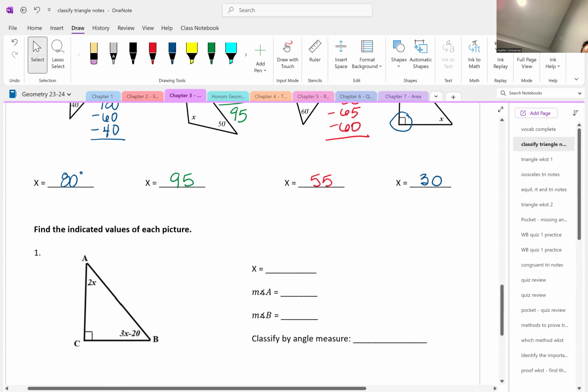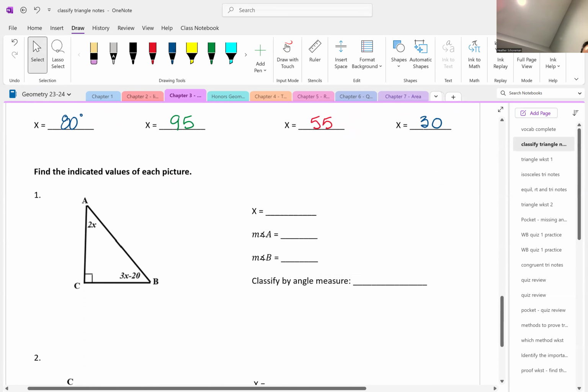Okay, but what if it wasn't just numbers? What if we had a little bit of algebra in it? So in this one, we want to find the value of x. Well, we know that all three angles in a triangle have to add to 180. I didn't mean to say 90. I meant to say 180. I was looking at the 90-degree mark.